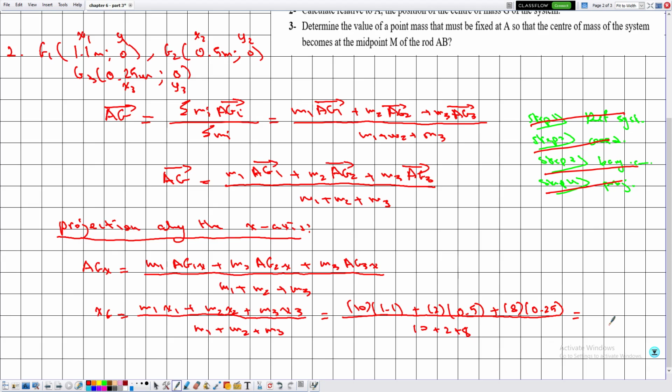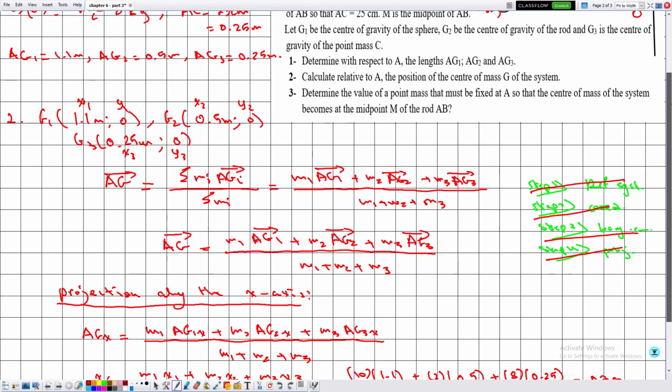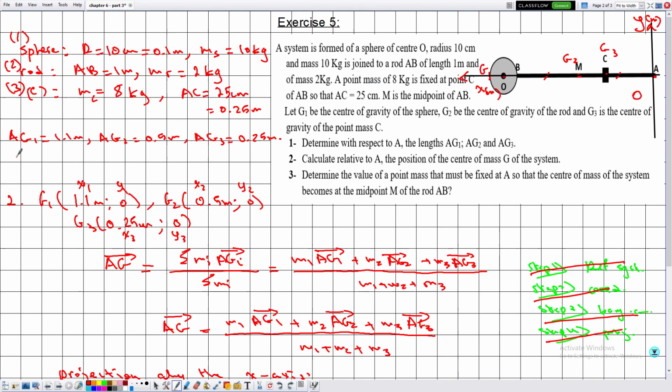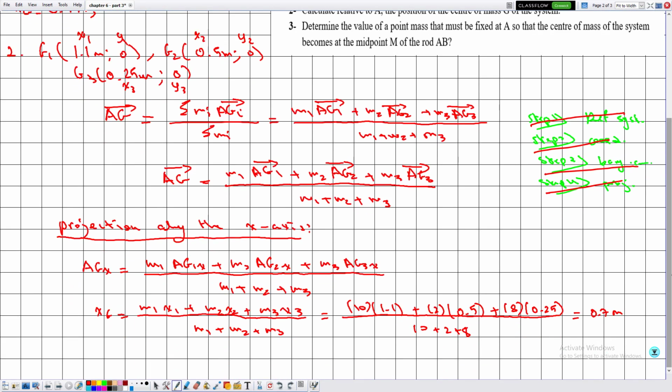Plugging this complicated fraction on the calculator, then we have 0.7. Since everything is expressed in meters, the value of xg is in meters. Then xg is 0.7 meters. Now let's do the projection along the y-axis.